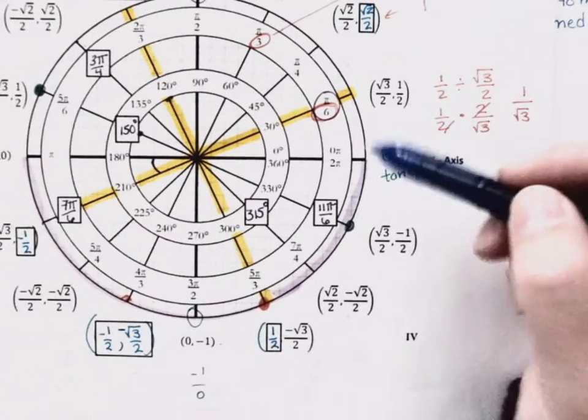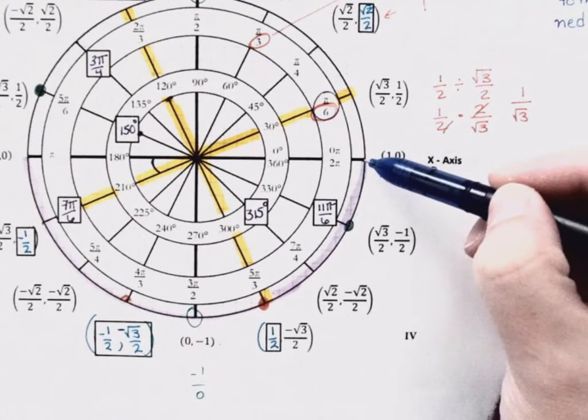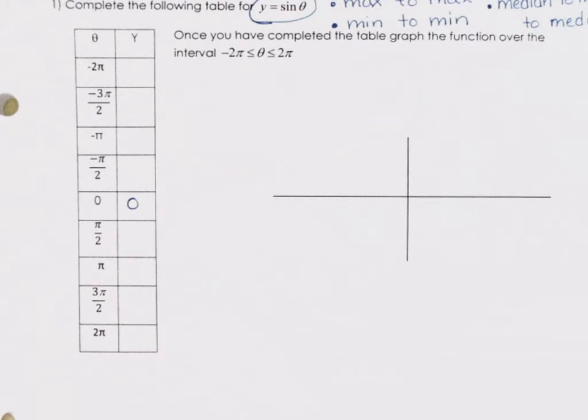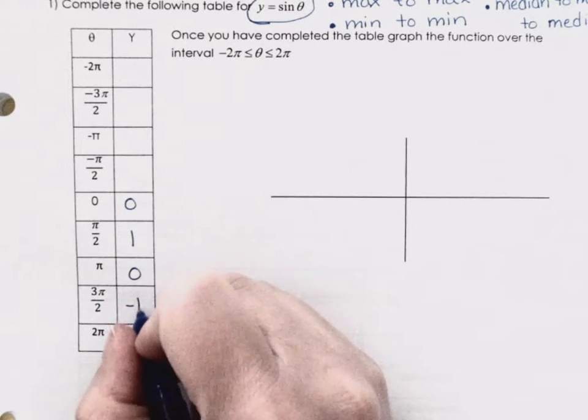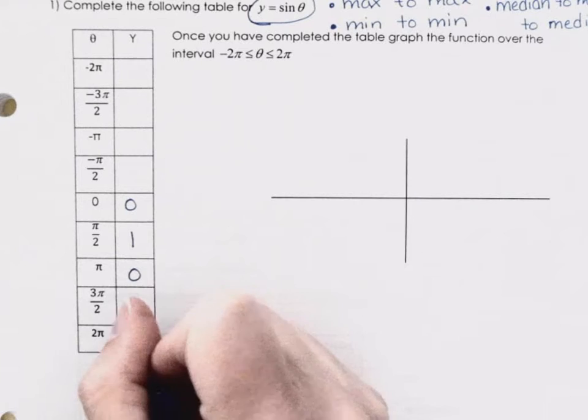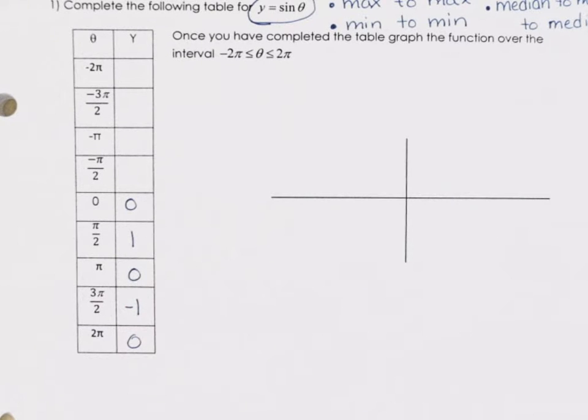So at 0 pi, what is sine? 0. Good job, everybody. At pi over 2, what is sine? 1. At pi, 0. At 3 pi over 2, negative 1. And at 2 pi, 0. Good job. So proud of you guys. Okay, so now we're going to do it backwards. But it shouldn't be anything scary to you guys.